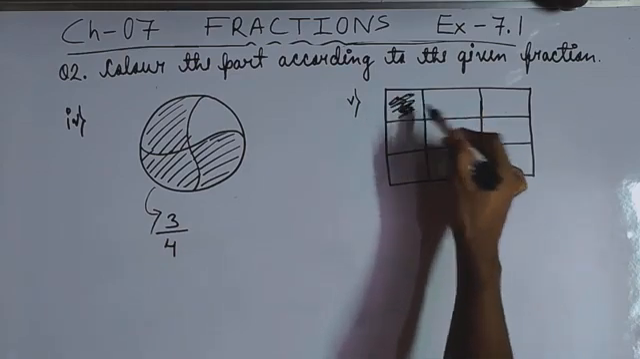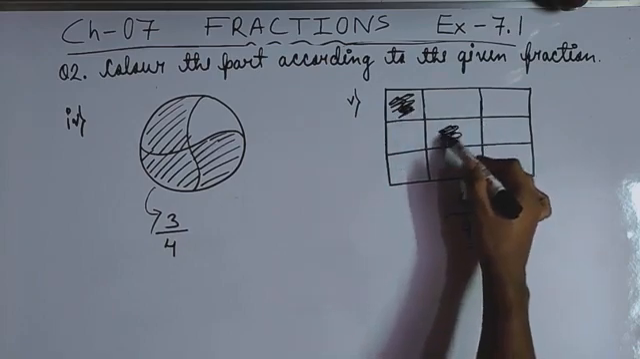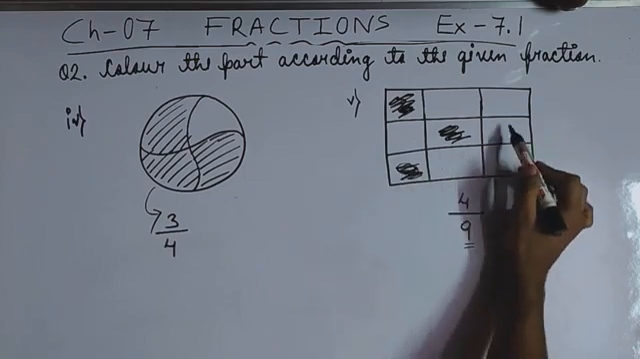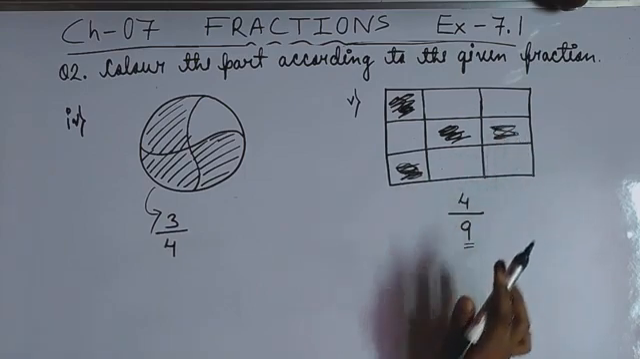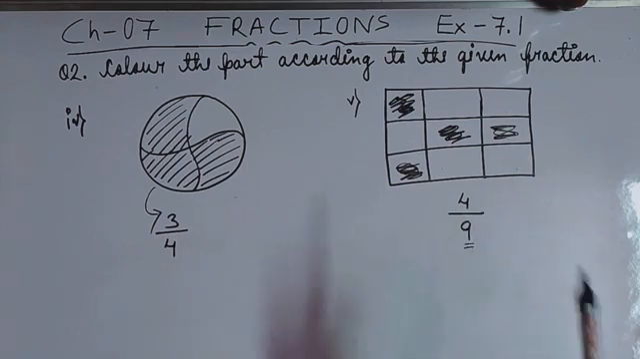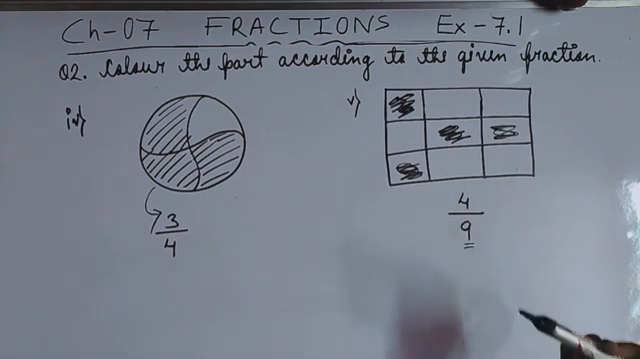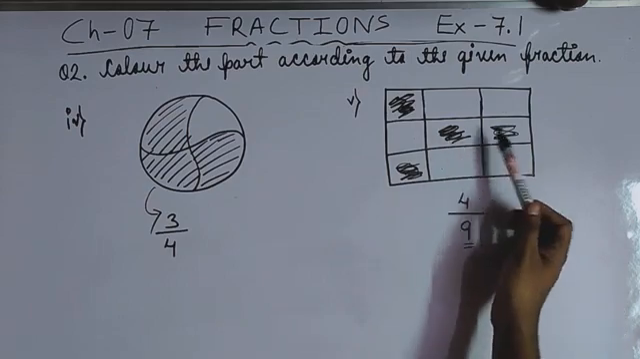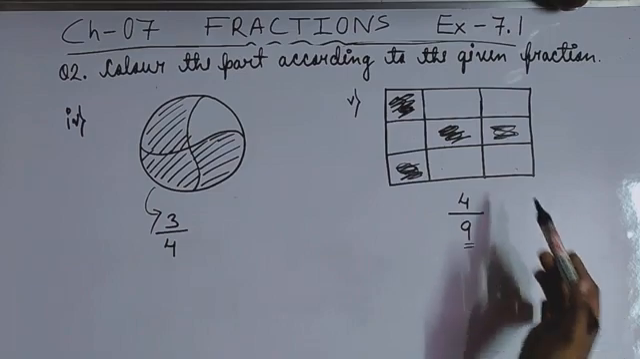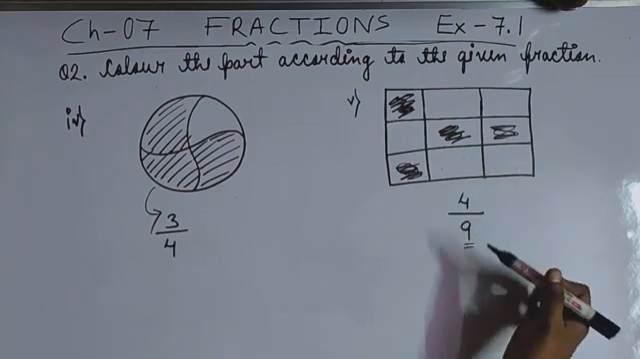मैंने इसको color कर दिया. I am coloring this one, and this one, and this one. So what is this colored region representing? 4/9. This colored region in this figure, which has been divided into 9 equal parts, and I have colored how many parts? 1, 2, 3, 4. 4 parts I have colored. So this colored region will be represented by the fraction 4/9.